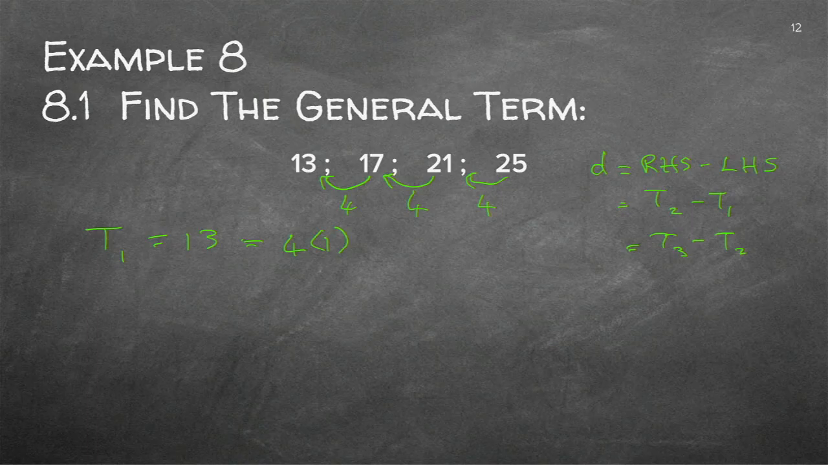We just took the common difference 4, and because it's term 1, I just multiplied by 1. But that doesn't give me 13. What am I short of to give me 13? I'm short of 9. 9 plus 4 gives me 13. So if I now add it, it will give me 13. Let's take the second term. The second term is 17.